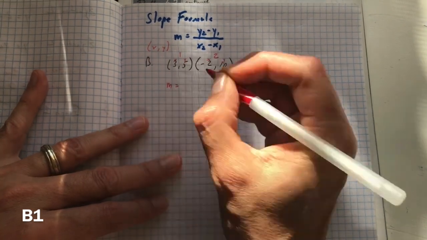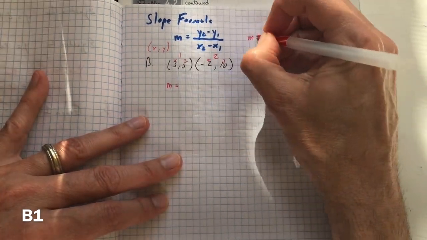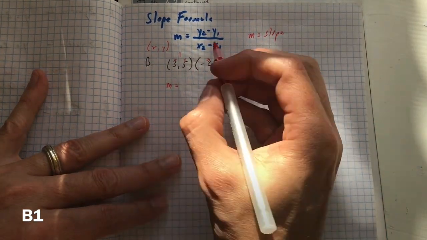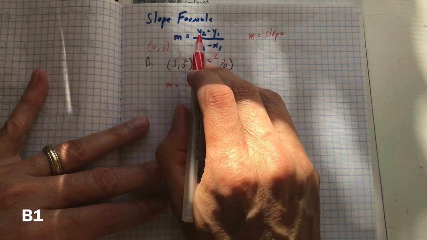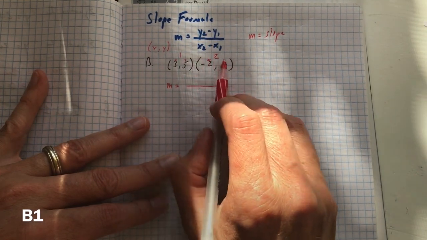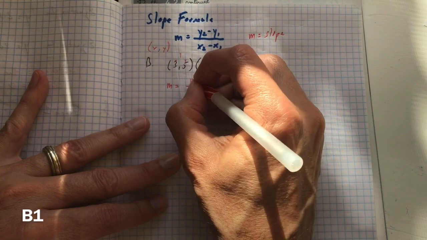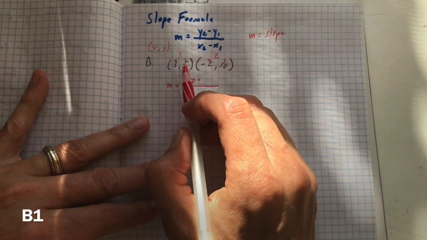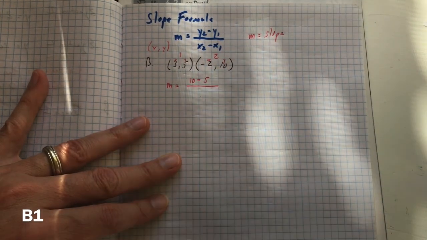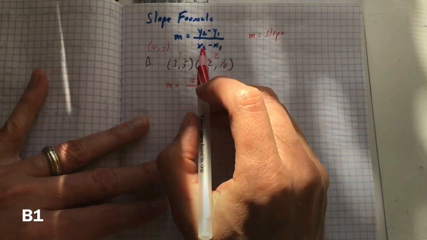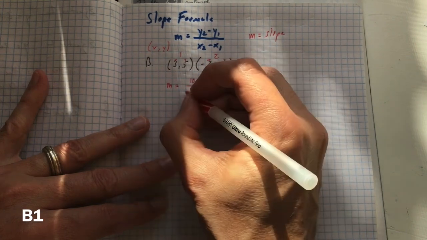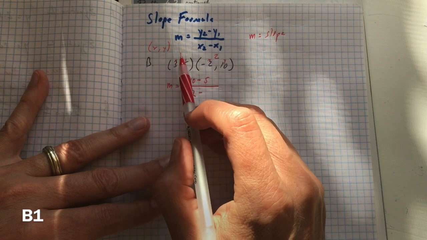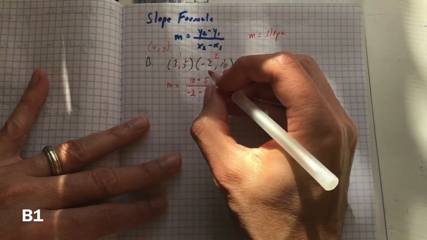So I would have my slope, or the letter m. Don't forget that that letter m is referring to the slope in this case. So what we have here is y2. So we've got point 2 and the y value, it's going to be a 10 minus y1, which is going to be point 1, and the y value there is going to be a 5. Then we take x2, so point 2, which is actually going to be a negative 2, minus x1, which is going to be point 1 and a 3.